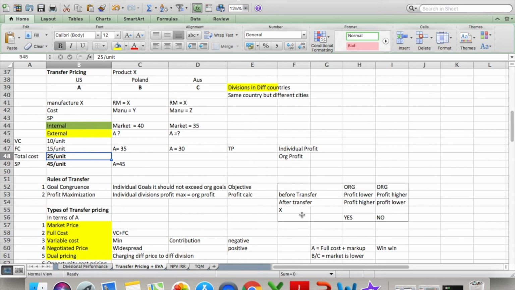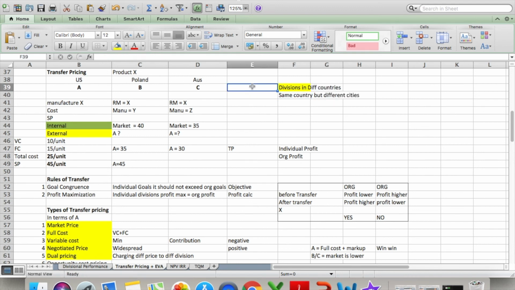Again, we will have to compare the before transfer and after transfer profits of all divisions individually and the organization as a whole. So how do we calculate the profits of the organization as a whole? I'm going to explain it quickly here. What we're going to do is create a total here, and when we calculate individual profits, we're going to total it at the end, right? So there's going to be an individual profit and an organization profit, and that's how we're going to compare which transfer price is better.